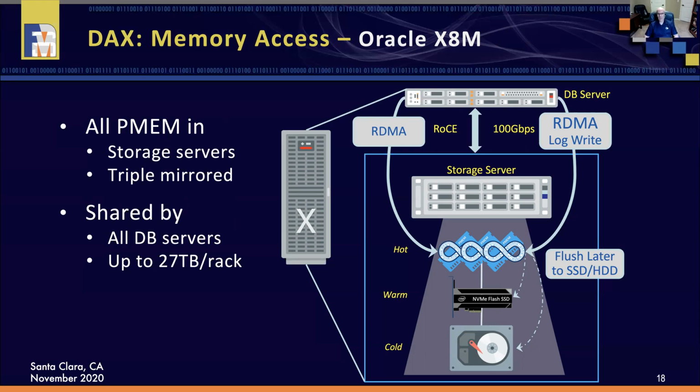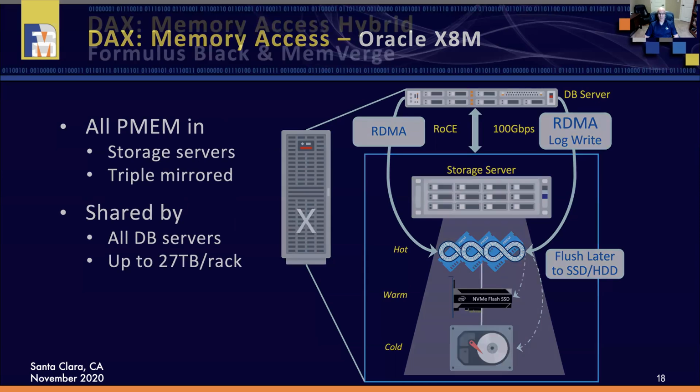Very clever. They can have up to 18 racks of this stuff, up to 27 terabytes in a rack. And that's just generally, they can actually go beyond 18 racks. So in 18 racks, you get nearly half a petabyte of persistent memory, which can be very big on performance.